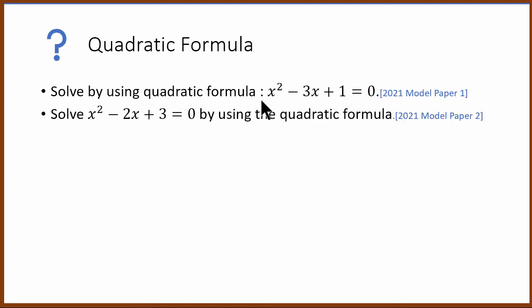The other way of asking the question is, how do you solve using quadratic formula? So this is again a 2-mark question where you're supposed to find ABC values and use the quadratic formula and find the answer. Okay, so it was there in both the model papers.